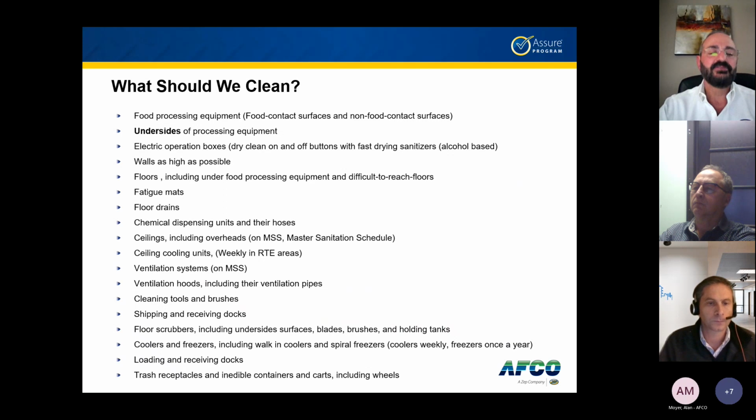Fatigue mats, floor drains, chemical dispensing units, the units that you use to dispense the chemicals with, like foamers, sanitizers, all the hoses, the unit itself, you have to clean it, because these workers are touching the hoses and the equipment after they clean the processing equipment, and sometimes they lean on them while they're sanitizing, that will recontaminate this equipment. So these units have to be clean.